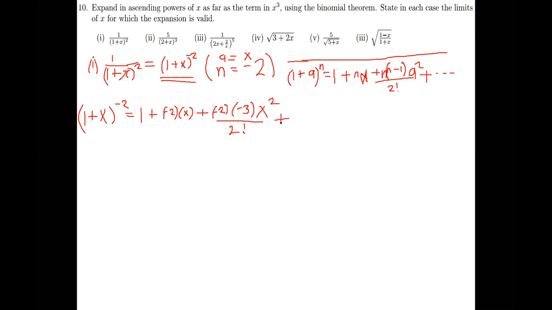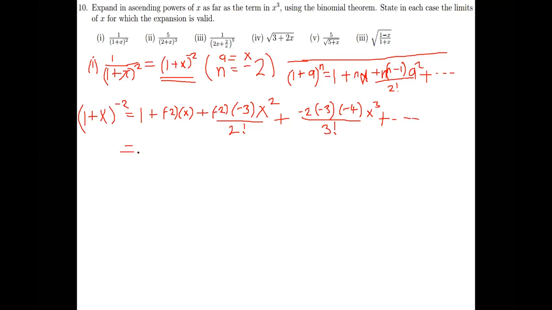And then plus, I've been asked to reach as far as the term x to the power 3, so I can't end here. So my n again is negative 2, and then n minus 1 is negative 3, and then n minus 2 is the same as negative 2 minus 2, which is negative 4. And then I'll divide everything here by 3 factorial. And then my x this side will be raised to the power 3. So I've reached the term they wanted me to reach. I'm just remaining with simplifying the expression.